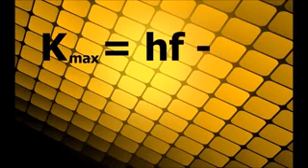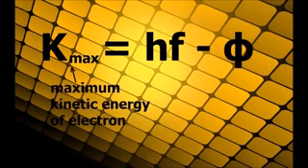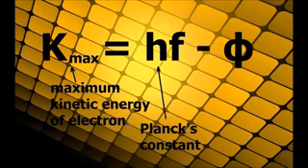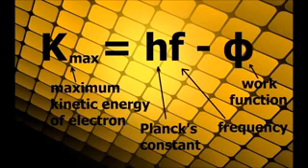From all this information, Einstein found that the maximum kinetic energy of each photoelectron, K_max, equals hf minus phi, where K_max is the maximum energy of an outgoing photoelectron, h is Planck's constant, f is the frequency of the light beam, and phi is the work function, which again depends on the material being illuminated.